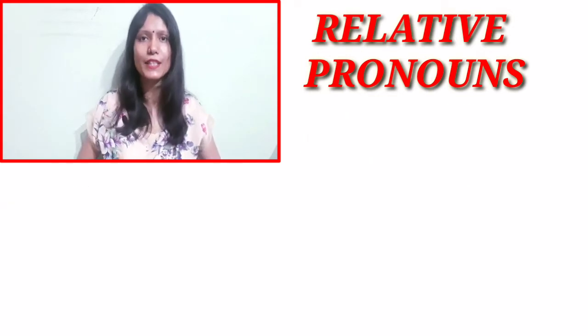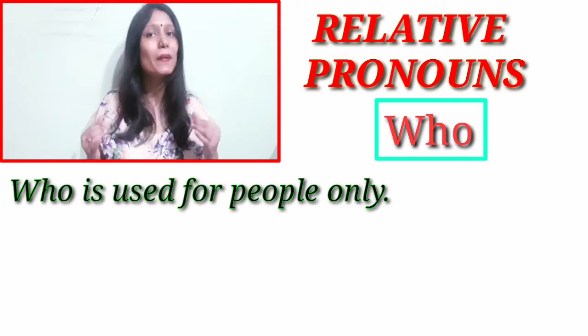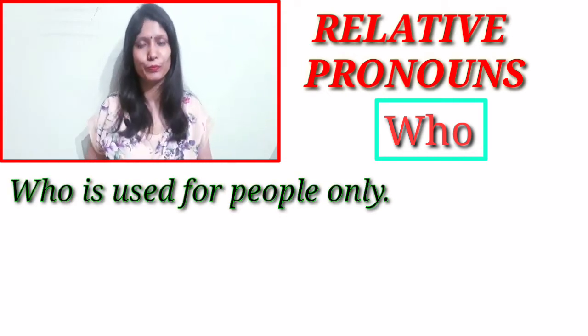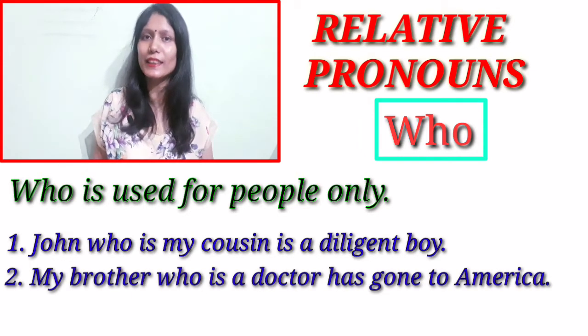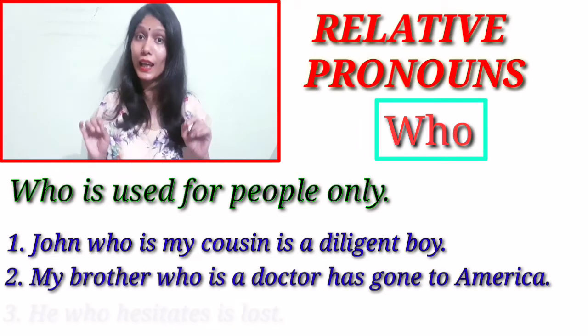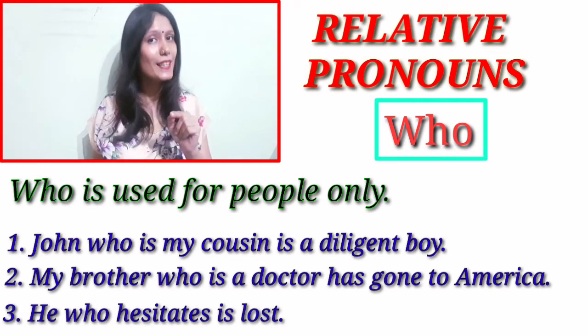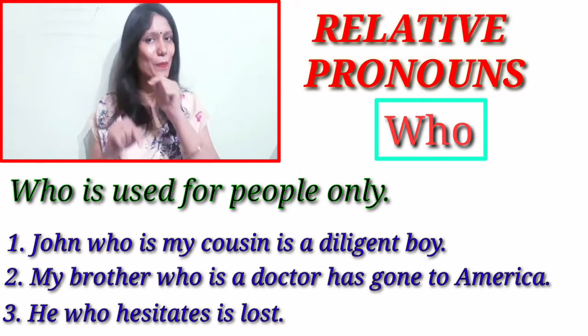The first word is who. As a general rule, who is used for persons only. In Hindi, who means Jo. Now let's see the sentences. John, who is my cousin, is a diligent boy. My brother, who is a doctor, has gone to America. He who hesitates is lost. Now you make a sentence with who as a relative pronoun and write in comment box.